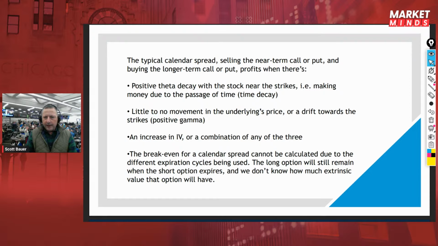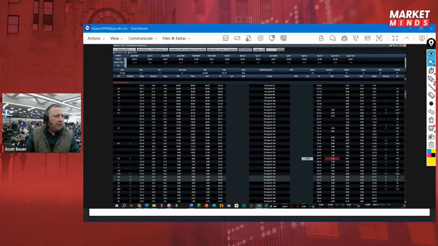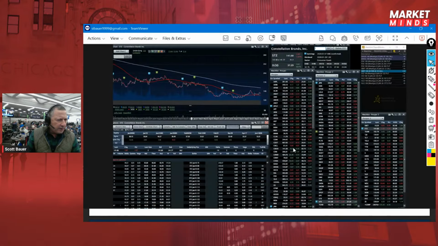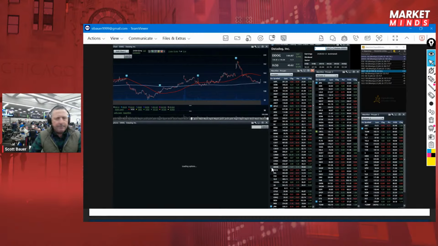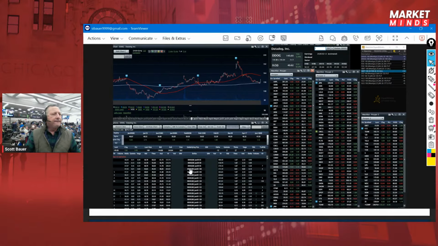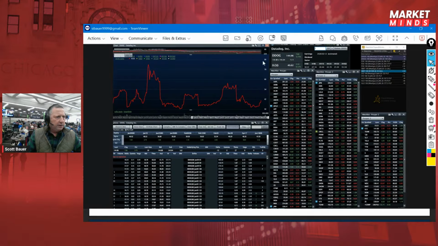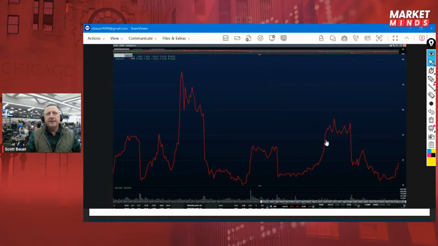Now, what do I mean by that? Well, let's look at our Datadog. Let's get to Datadog here. We want this thing to stop moving, right? Let's pull up this implied volatility. Does everybody see the implied volatility chart in Datadog here?